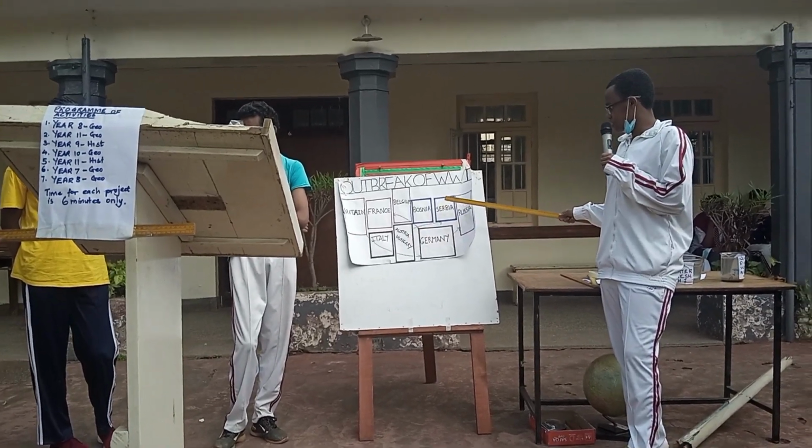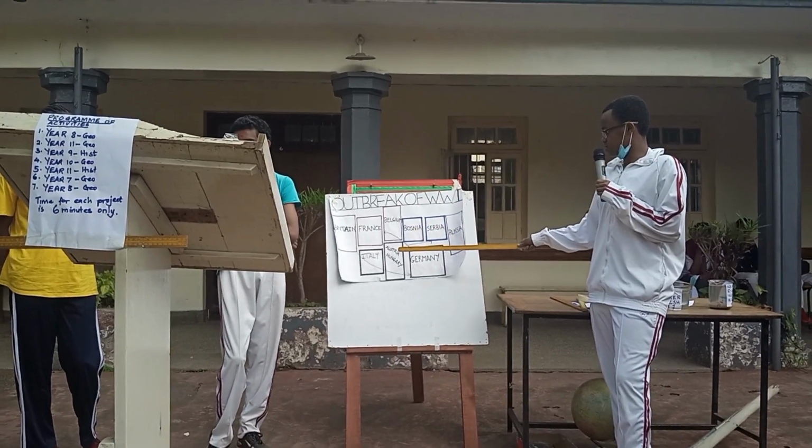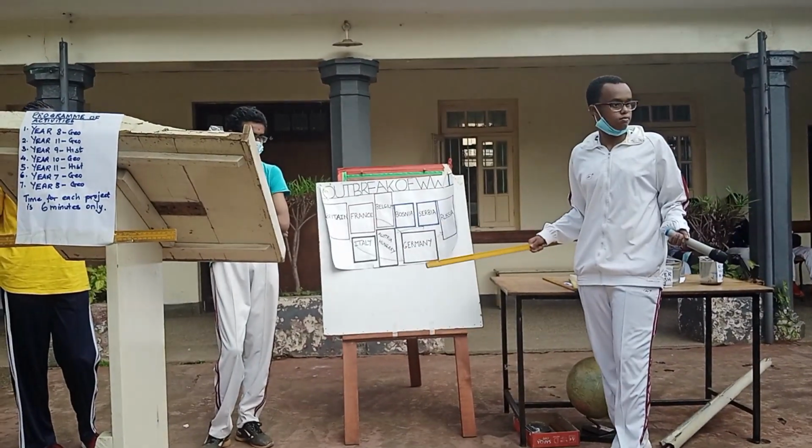Austria-Hungary invaded Serbia, and so Russia declared war on Austria-Hungary, and Germany declared war.